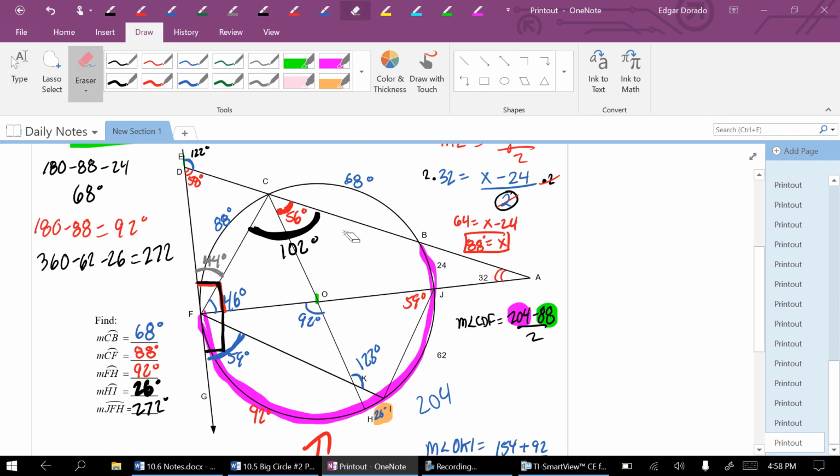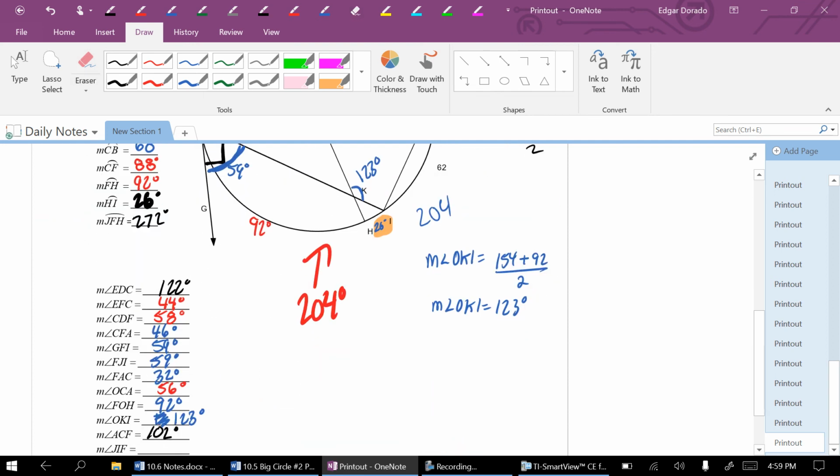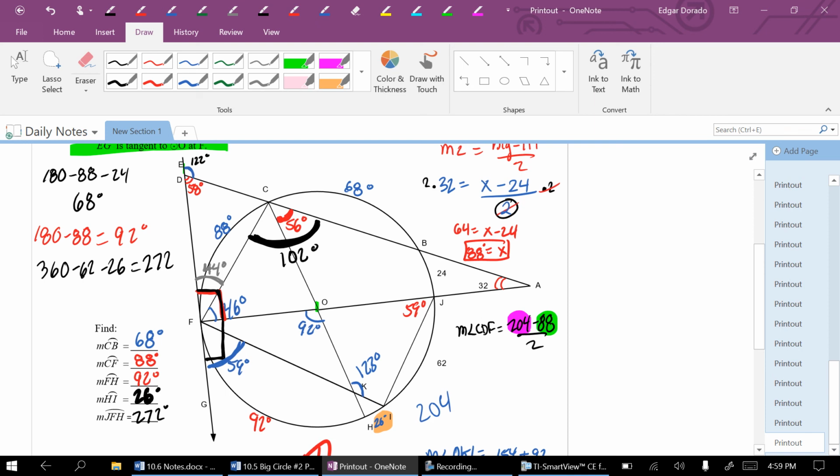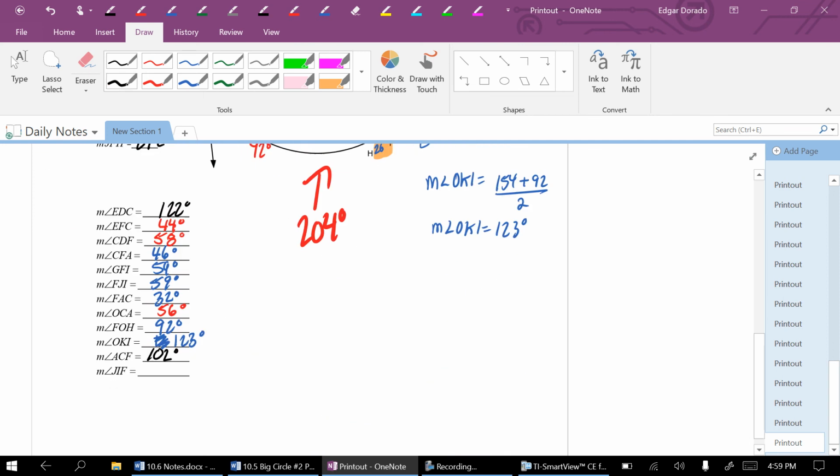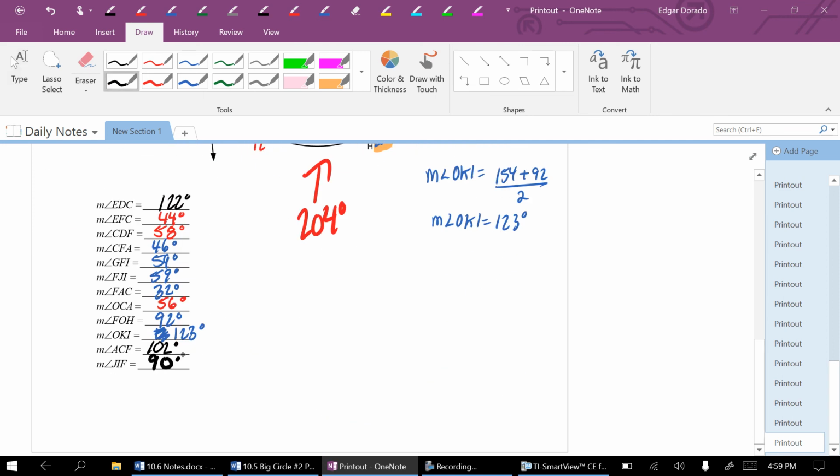And then finally, JIF, the measure of angle JIF. Let's do a lot of erasing here, guys. Sorry, my diagram's getting kind of cluttered here. So JIF, last one. Here it is. That one's going to be probably one of the more simple ones, guys, and the reason why is because of this. That's a diameter. And if that's a diameter, the intercepted arc is 180. So 180 divided by 2 is going to give me 90 degrees. Okay, and we're done, guys.